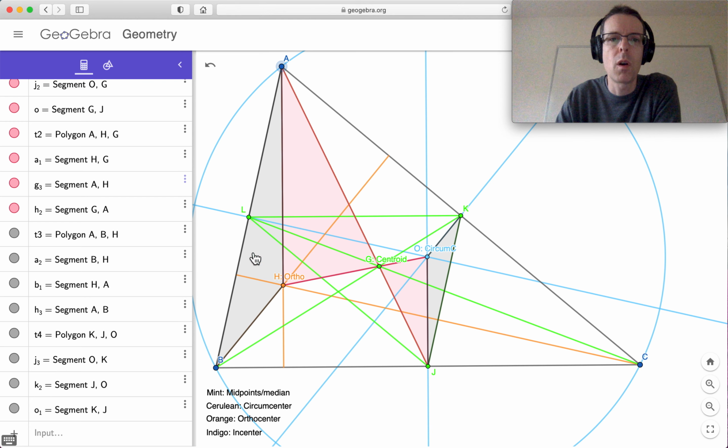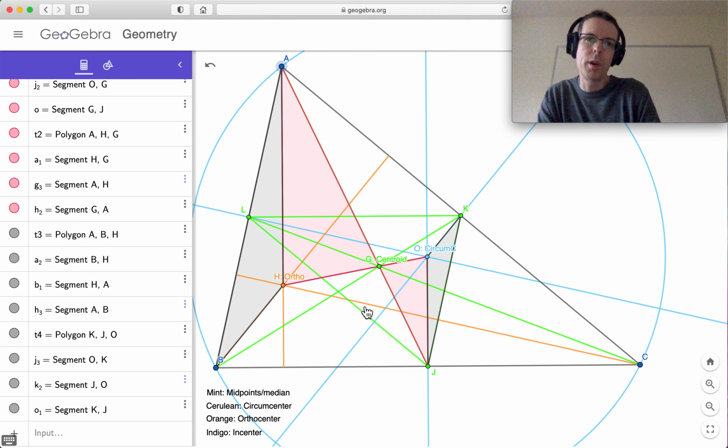So if these sides are all parallel to these sides correspondingly, then these angles must be equal. This angle at K must equal this angle at B. This angle at J must equal this angle at A. This angle at H must equal this angle at O. Okay, so that gives us the similarity.